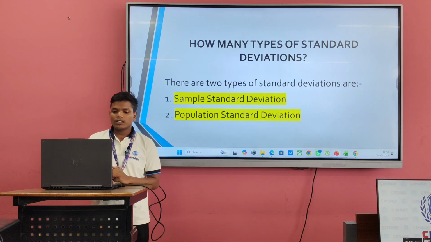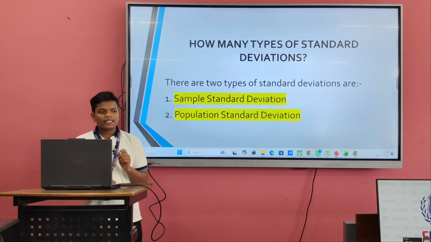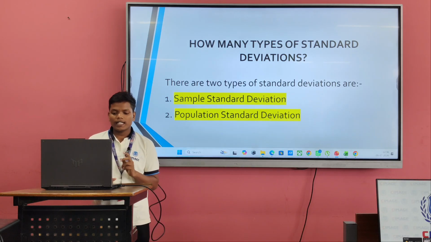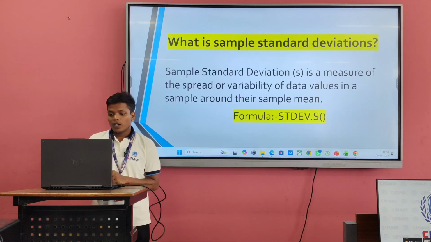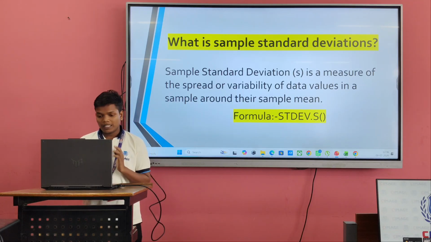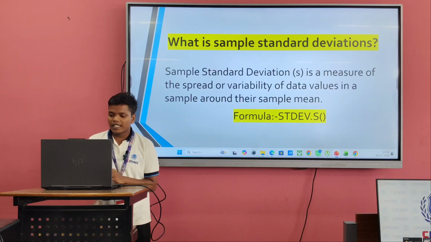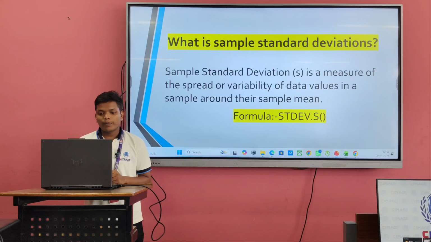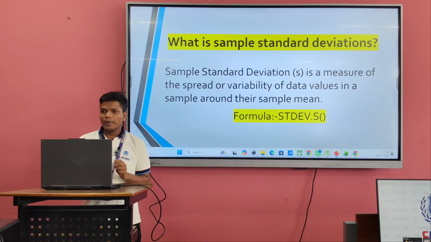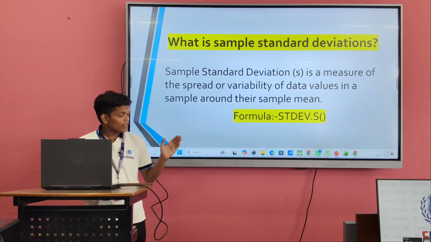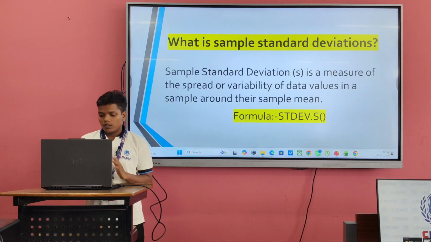So my next slide: there are two types of standard deviation, sample standard deviation and population standard deviation. First, what is sample standard deviation? Sample standard deviation measures the spread or variability of data values in a sample around their sample mean. Formula: STDEV.S.